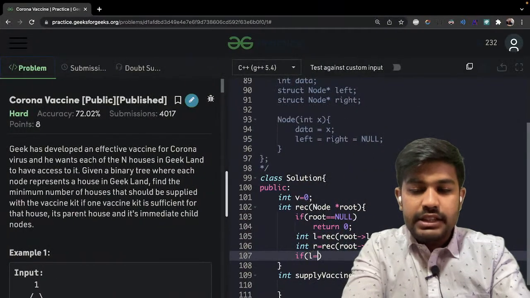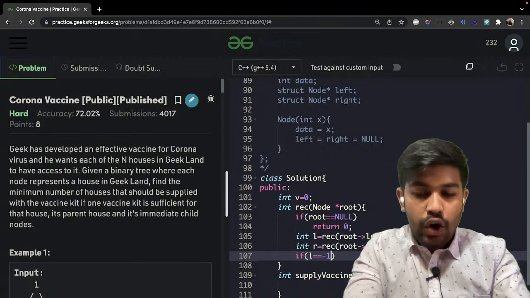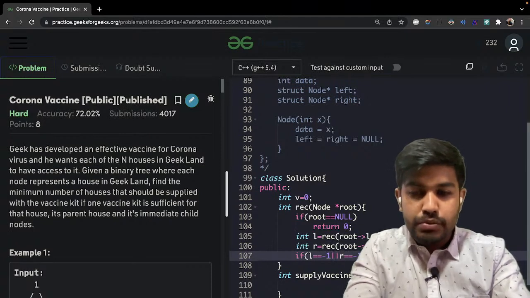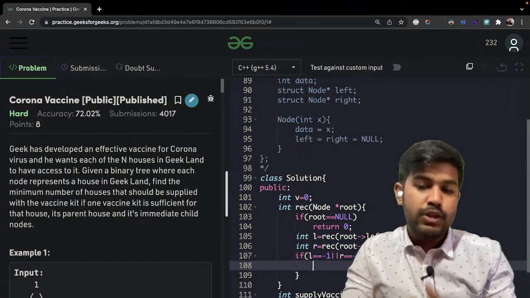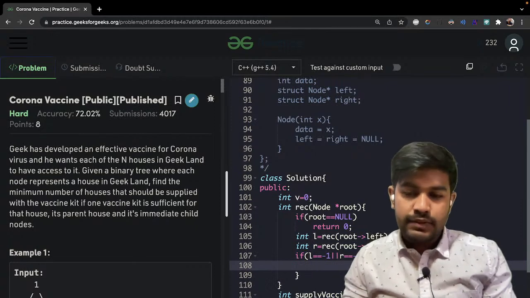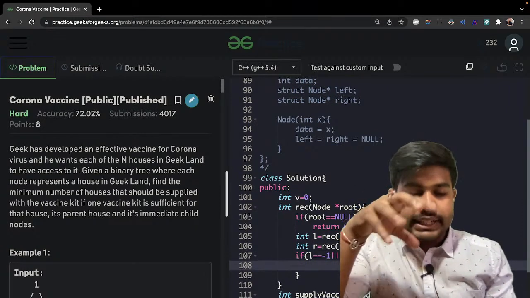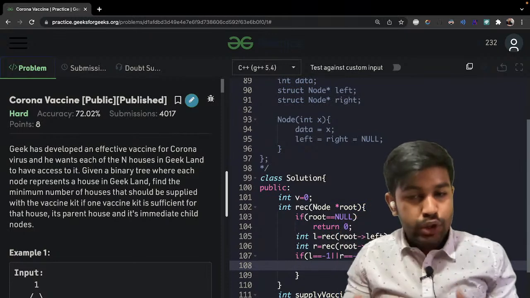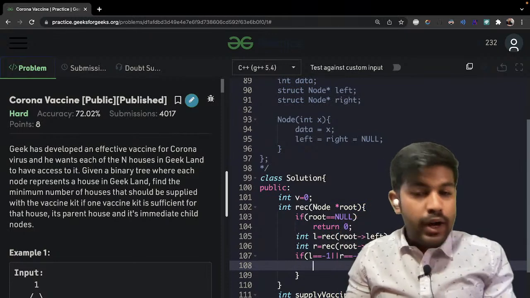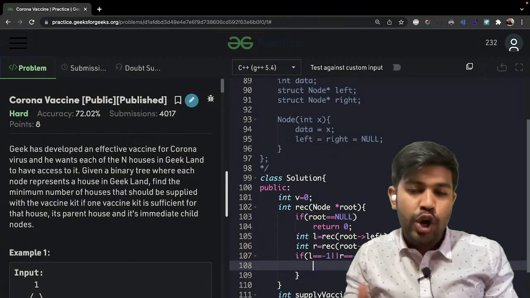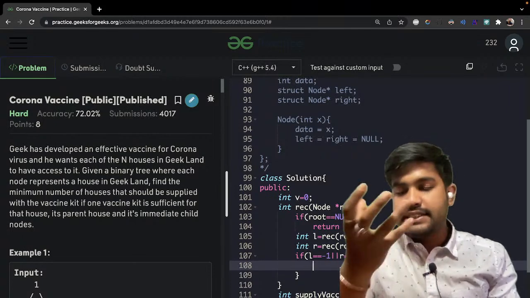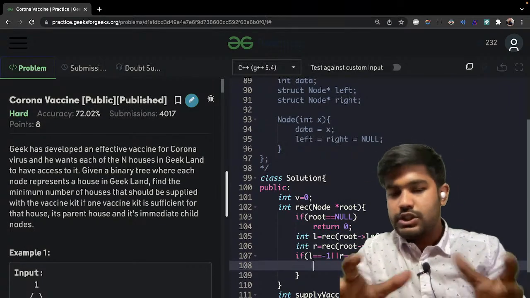So if L is equals to -1 or R is equals to -1, we don't bother. See, there can be two scenarios. Either both are -1. Even if both are -1, if the parent gets vaccinated, both the children would get vaccinated. If one of them is not vaccinated, we have no option but to vaccinate it. So if we vaccinate the parent, we can take care of all the situations.